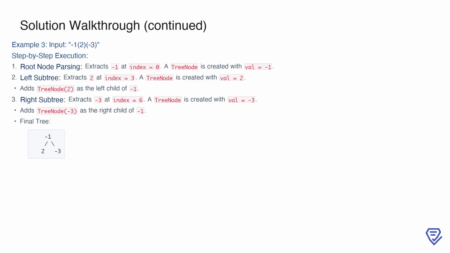The number -3 is parsed at index 6, and a tree node is created for this value. This node becomes the right child of the root node. With no further children indicated, the tree construction is complete. The final tree has -1 as the root, with 2 as its left child and -3 as its right child. This structure is visually represented, showing a balanced arrangement where the root has both left and right children properly connected.